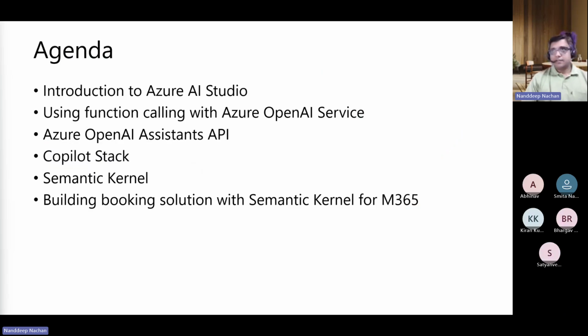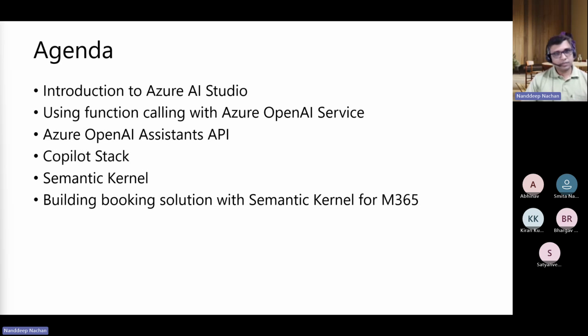So with that, let's get on to the agenda, what we have to cover today. As I said, we won't be directly deep diving into the concept of Semantic Kernel, but we will start from scratch. We will get introduced to Azure AI Studio, and from there we will see how we can create projects, create a hub, and make the basic deployments. Then we will see how we can extend on top of it by using function calling with the Azure OpenAI service, as well as the OpenAI Assistants API, which are in preview but have good capabilities.